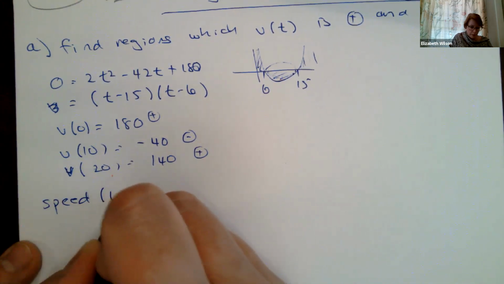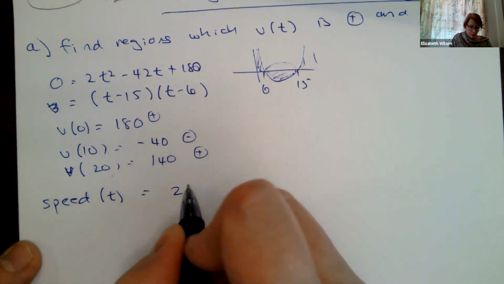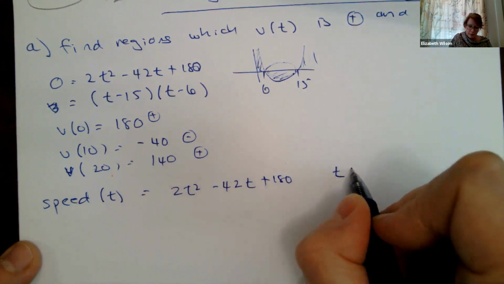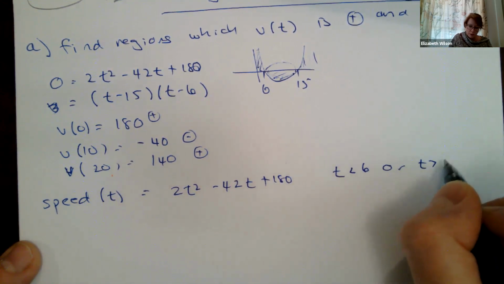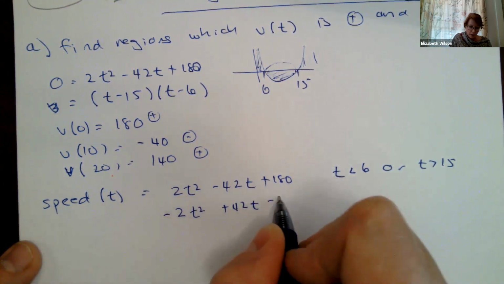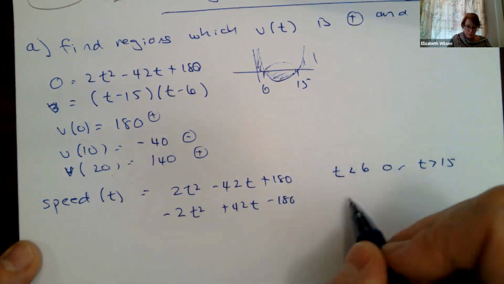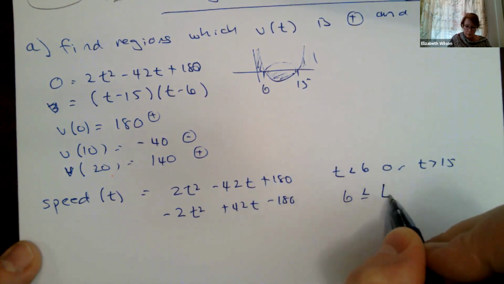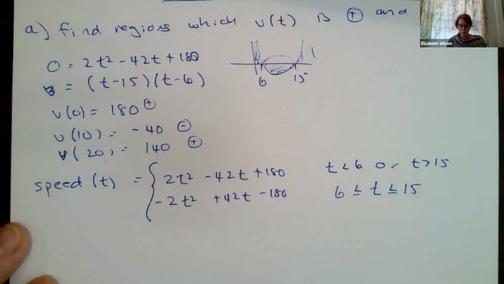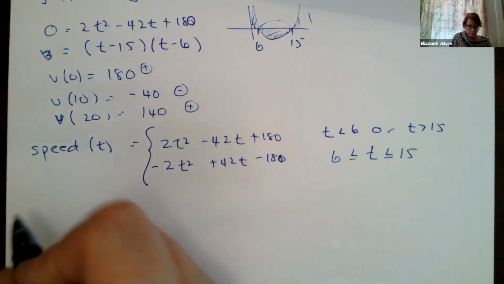as a function of time, looks like 2t squared minus 42t plus 180 when t is less than 6 or t is greater than 15, and it's minus 2t squared plus 42t minus 180, right? So I negated all of these terms, and that's when t is between 6 and 15. So that's my speed function, right? Speed needs to be positive. I have to find out where it's negative and then make it positive. So if it's negative, this is how we take the absolute value of something. I make it positive. Okay, that's part A.